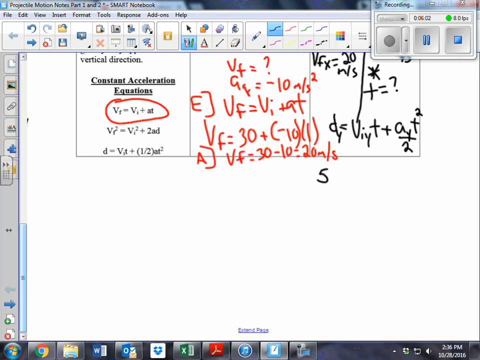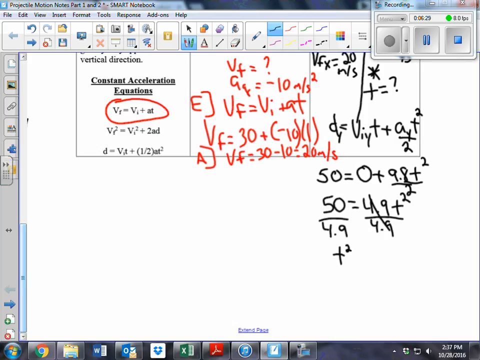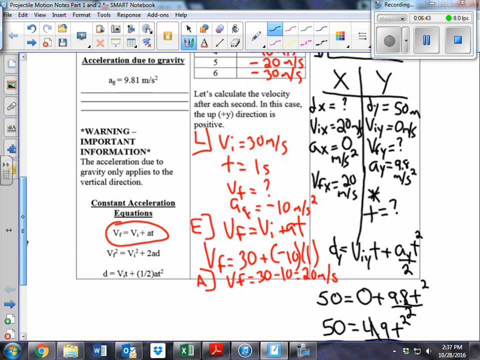So my distance in the y was 50 equals initial velocity of 0 times time plus 9.8 times time squared divided by 2. So this is actually the exact same number as in your do now from this morning. So t squared, then I divide out the 4.9, divide out the 4.9, and I get t squared equals approximately 10, so t equals 3.2 seconds. So I now found the time that it takes to hit the ground.